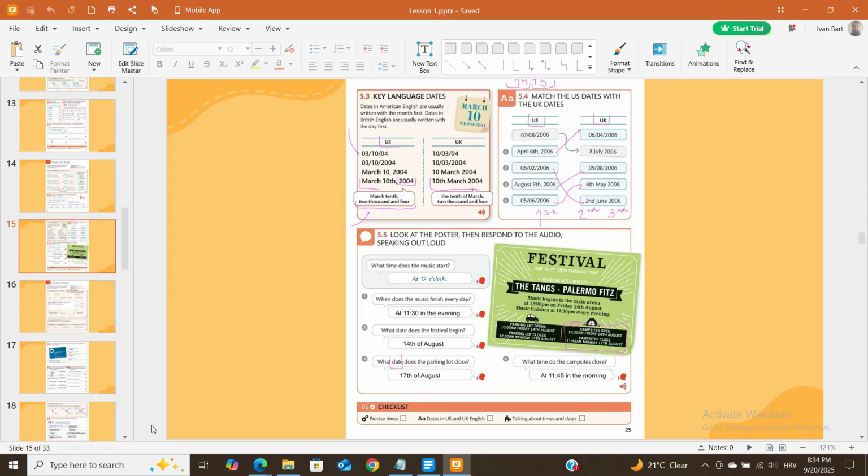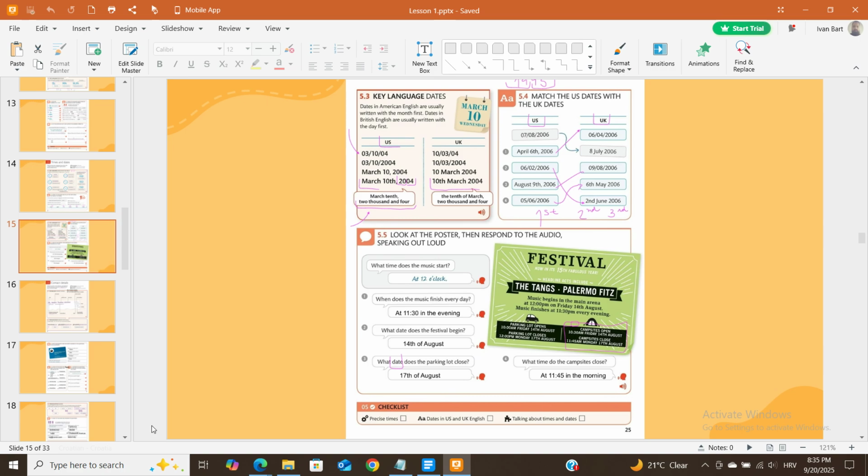Festival, now in its 15th fabulous year. Headline acts include the Tangs and Palermo Fits. Music begins in the main arena at 12:00 p.m. on Friday the 14th of August. Music finishes at 11:30 p.m.